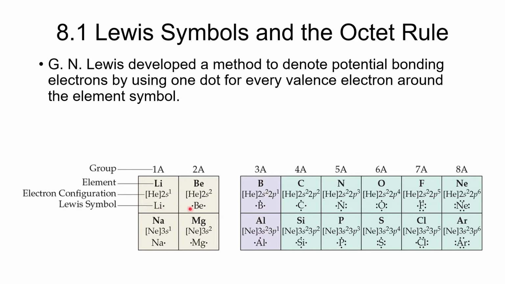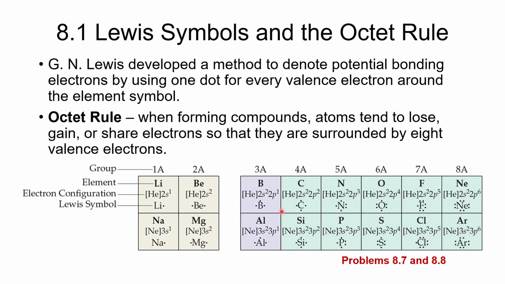And you'll notice that we put one on each side until all four sides are filled up, as we have here on carbon and silicon in group 4. And then now we start to share sides, so we have pairs of dots, or pairs of electrons. So here we've got 5 electrons around phosphorus and nitrogen, 6 around oxygen and sulfur, 7 around fluorine and chlorine, and 8 around our noble gases, neon and argon.